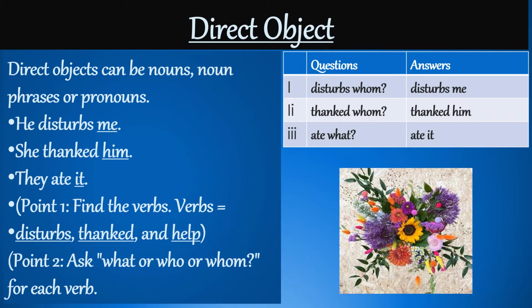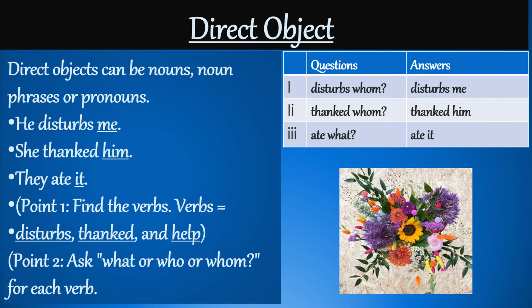Here I am going to give you some more explanation about direct object. Direct objects can be nouns, noun phrases, or pronouns. Here I am giving you some examples of pronouns. The first one is he disturbs me. In this sentence, me is the object. She thanked him. Him is the object in this sentence. They ate it. It is the object.